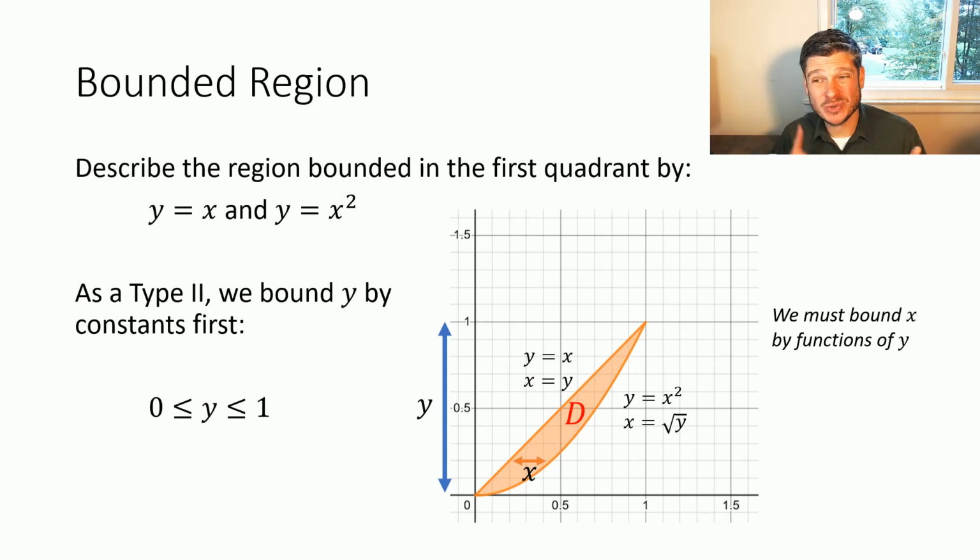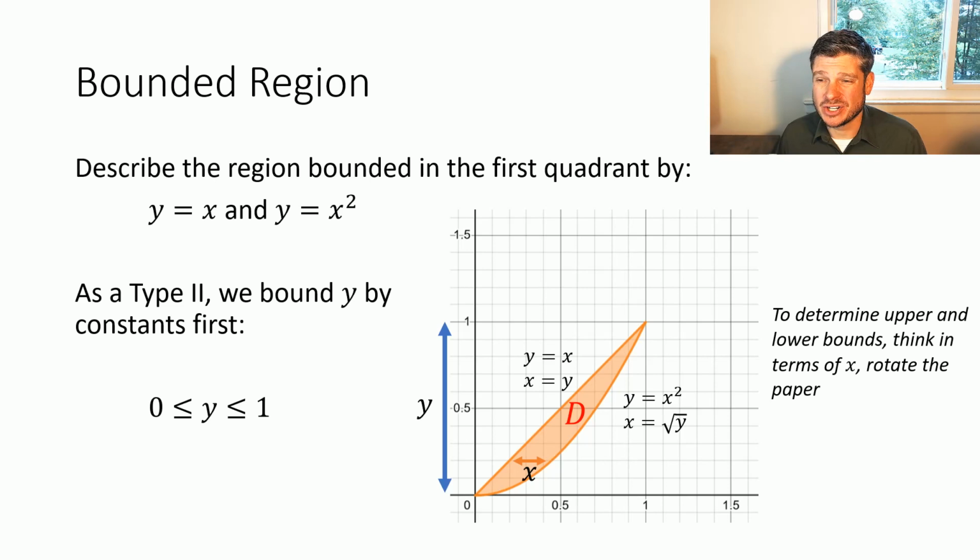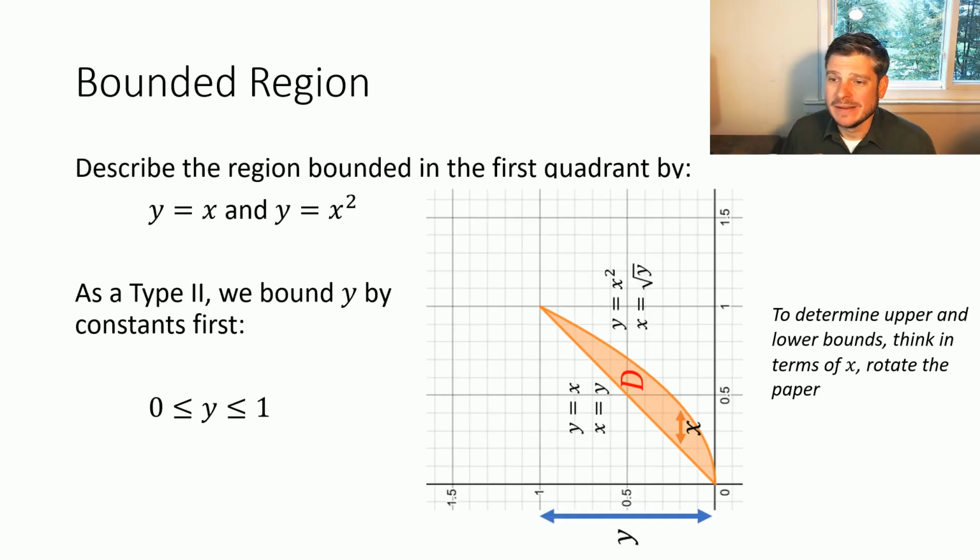Now we've got to figure out which one's the top and which one's the bottom. And it's a little bit more difficult when we do our type 2s. For some reason, it's just not as intuitive. And we want to be really careful to make sure we know which is the top and which is the bottom of this particular region. So to determine the upper and lower bounds in terms of x, the easiest thing to do is just rotate your paper. So let's turn it.